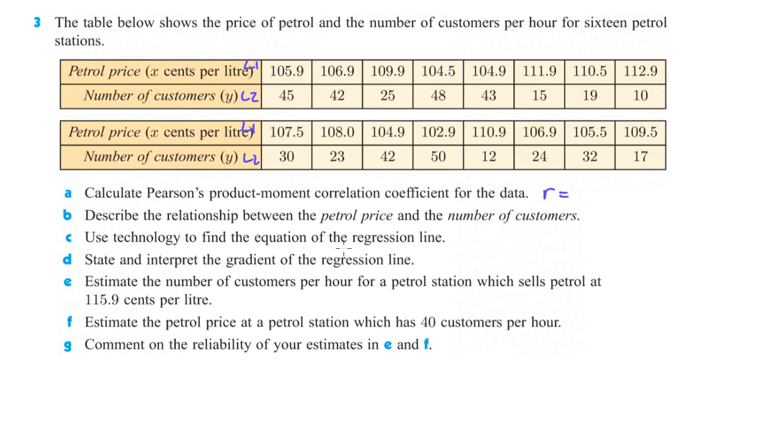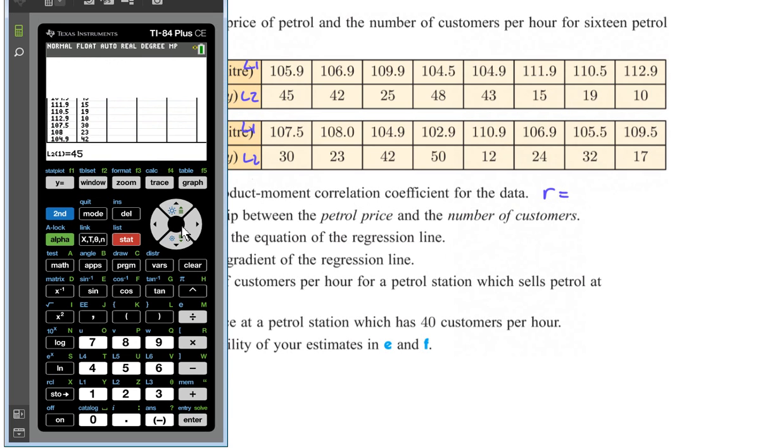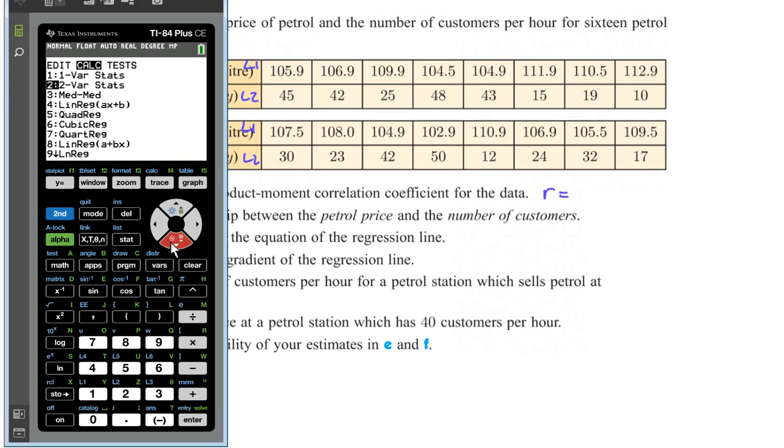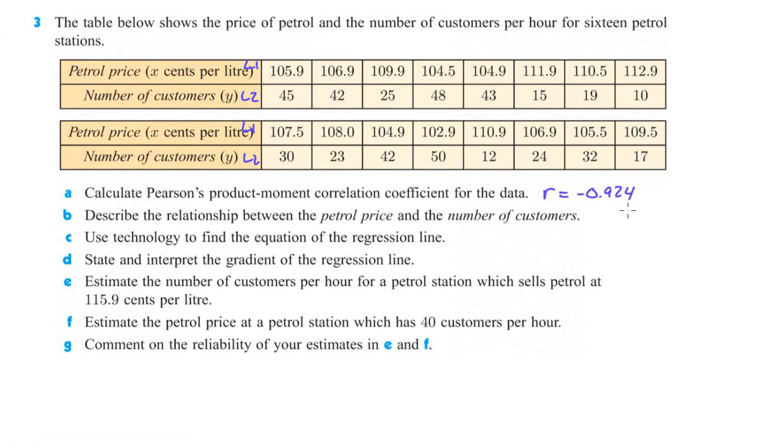We've done that lots of times before, but the Pearson's product moment correlation coefficient is just the R. So what we want to do is Stat, Calculate, and do our linear regression. X list is list 1, Y list is list 2, frequency list has to be clear, and calculate. And here is our R value, negative 0.924. Now, describe the relationship between the petrol price and the number of customers.